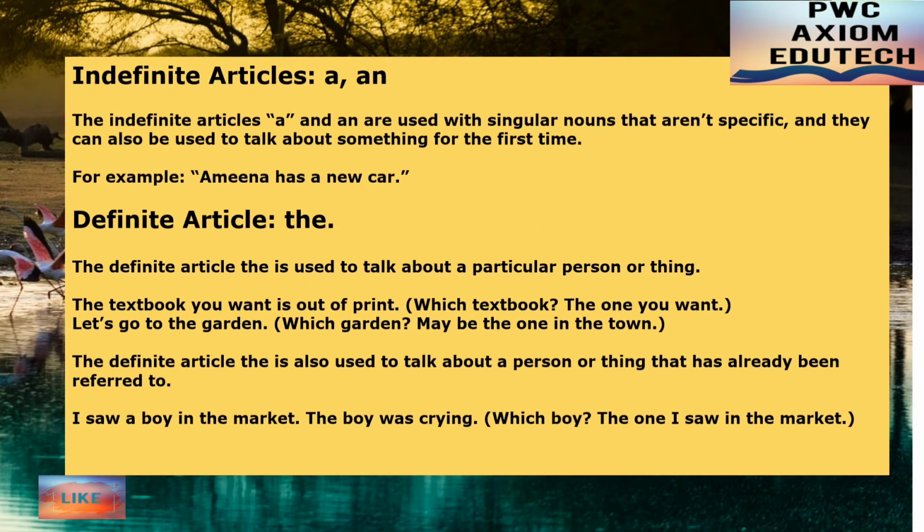So guys, let us first learn indefinite articles. A and an are indefinite articles. They are used with singular nouns that aren't specific, and they can also be used to talk about something for the first time. For example, Amina has a new car. I have a new pen. She has a book. You have an umbrella.